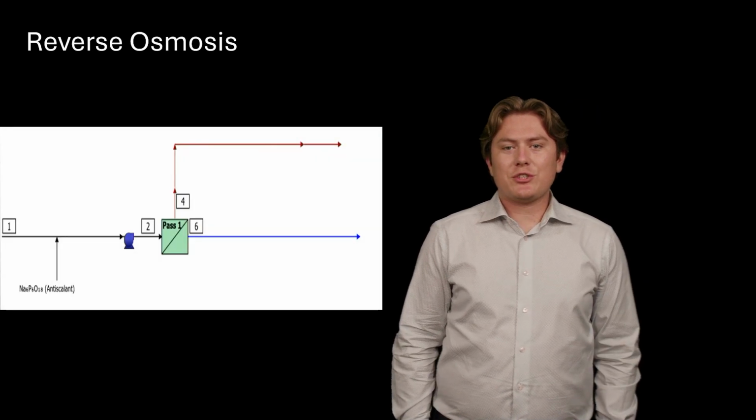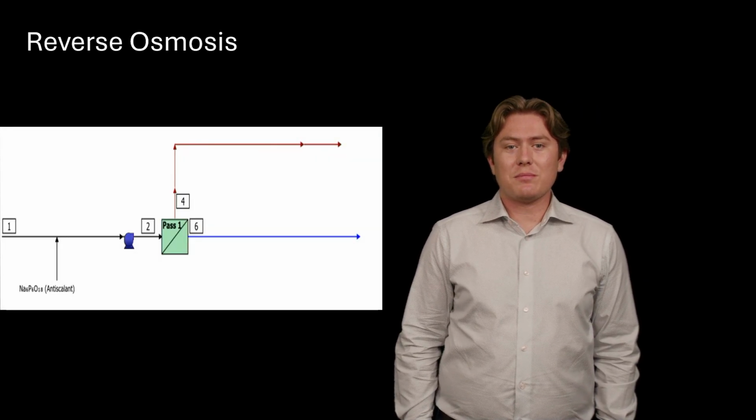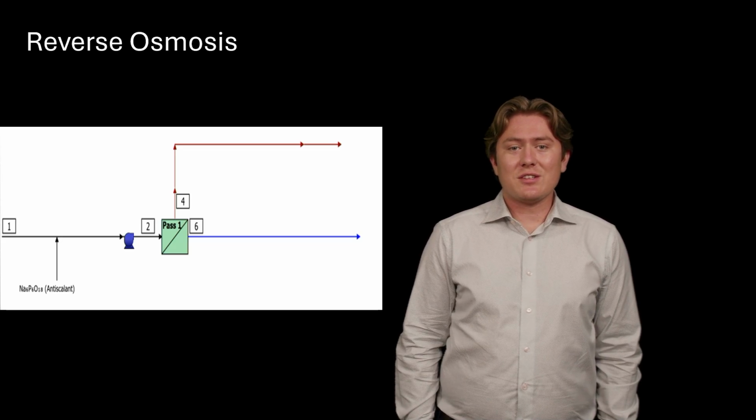Reverse osmosis is a pressure-driven membrane process that removes dissolved salts and impurities, producing a clean permeate stream and a concentrated brine stream. The system is designed as a two-stage configuration, operating at about 70% recovery. The first stage handles the full feed, while the second stage processes the concentrate to recover additional permeate.